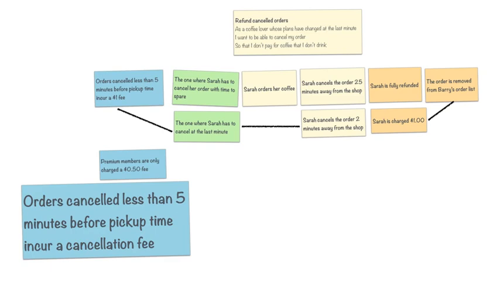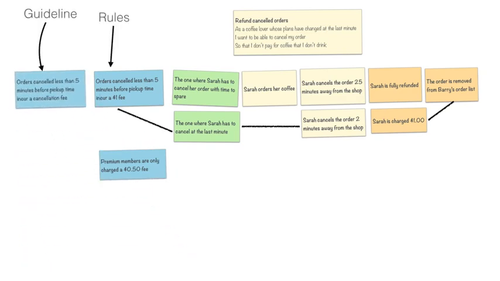So we've just discovered another rule. We can put this rule underneath the first one, and we can generalize or extrapolate a more general rule or a guideline, such as orders cancelled less than 5 minutes before the pickup time incur a cancellation fee of some kind. We call these guidelines because they're a little bit more high level than the rules. And we can place them to the left of our rules, a little bit like a section heading in the document. This helps us group the rules more clearly.